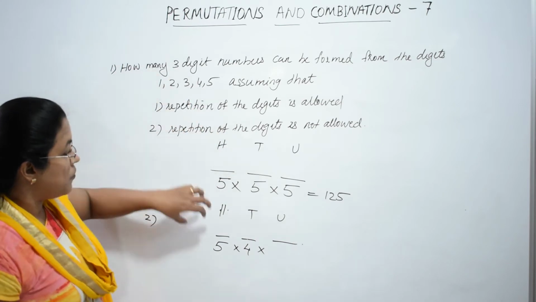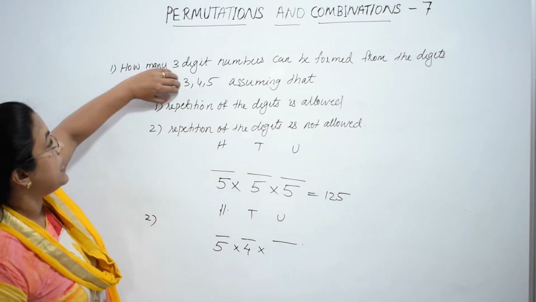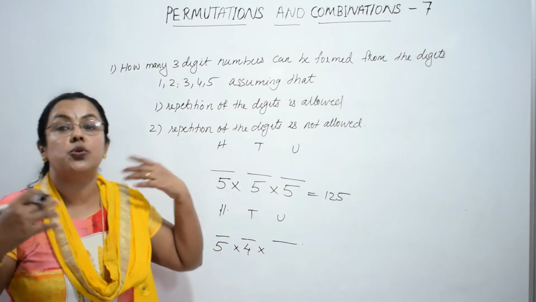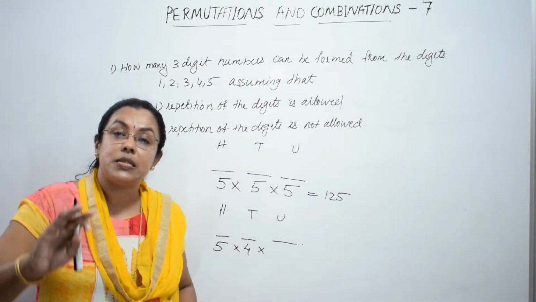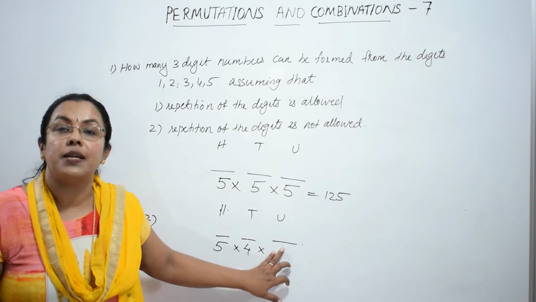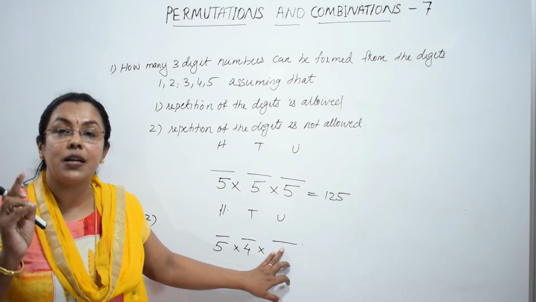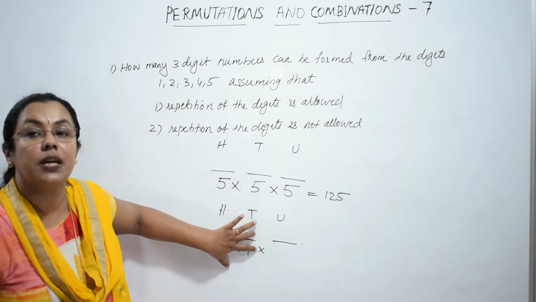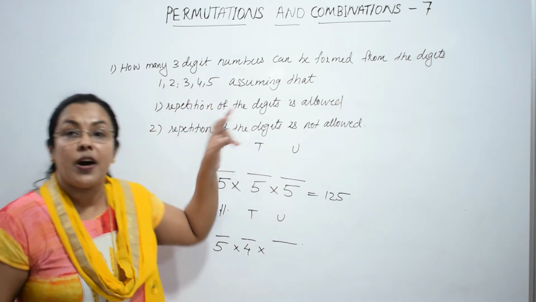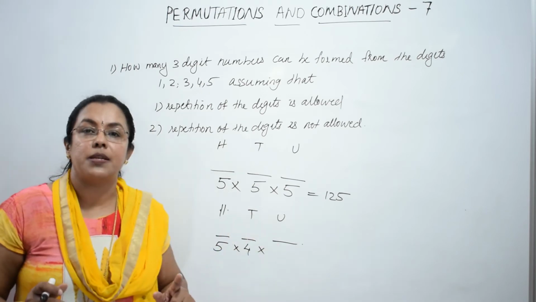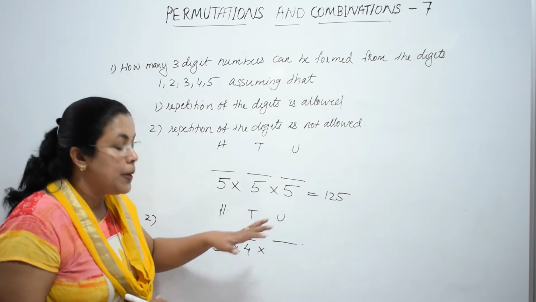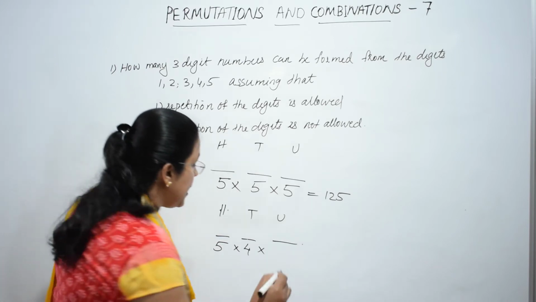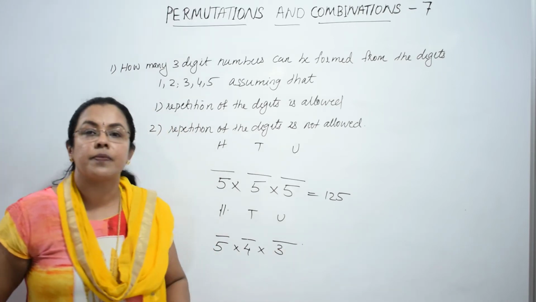Suppose we are fixing 1 and 2 here. Now, how many digits are left? 3, 4, 5. If we are fixing any 2 digits here, how many digits are left for the third place? 3 digits. Is it clear? If we fix 2 and 3 here, then 1, 4, 5 are left for the unit place. That means the unit place can be filled using any of the 3 digits in 3 different ways.